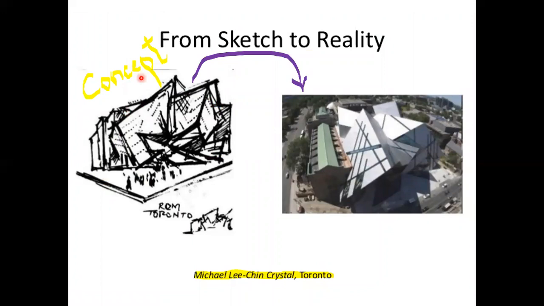The first thing is regarding the concept. This is one of the buildings, Michael Lee-Chin Crystal, constructed in Toronto, Canada. The form is just a concept of a Toronto rooms, or we can say it is actually inclined tent-like or triangular structure, from which its form is actually evolved and then ultimately transformed into its 3D physical form.